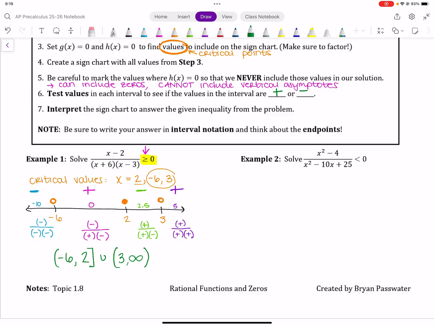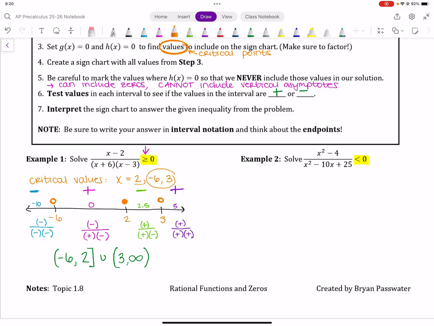So up next, example 2, we want to first factor it. So we do have it, quote unquote, equal to 0. So we are good with step 1. We do have a single rational function, so step 2 is good, and we just need to start by factoring.